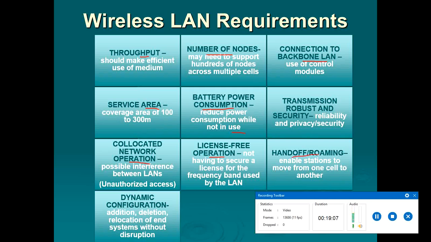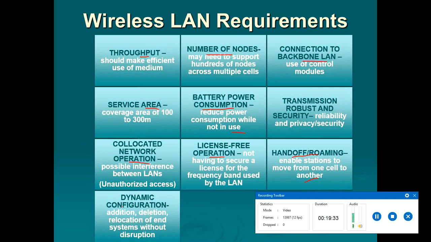Next requirement is handoff or roaming. The MAC protocol used in the wireless LAN should enable the mobile stations to move from one cell to another cell. Like with the help of your mobile phones, I have a station established in my area. When I move from one area to another, my phone can still work. That is because of the handoff and the roaming.